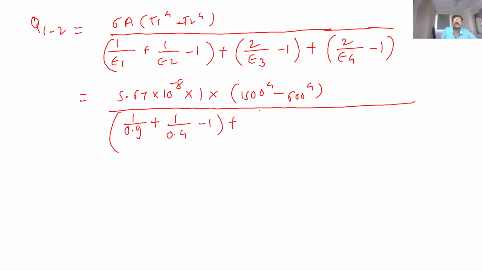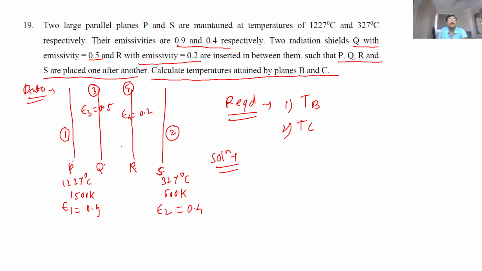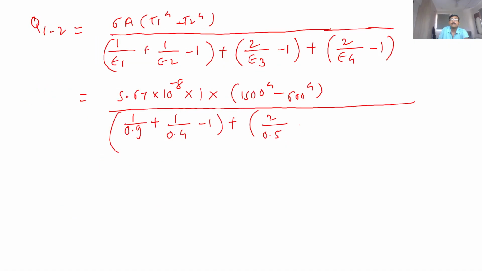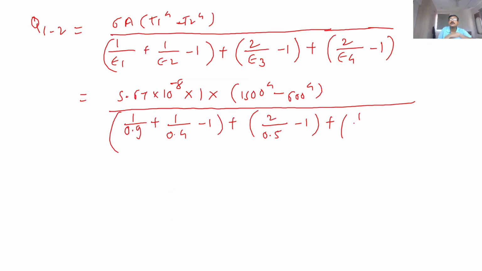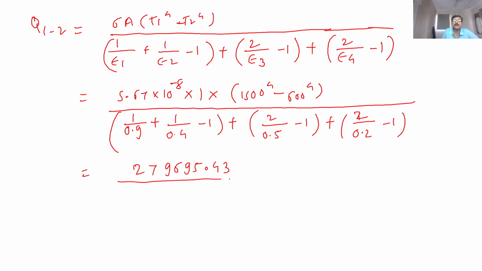minus 1 plus 2 by पहली शील्ड जो डाली है that is Q. ये Q जो है पहली शील्ड नंबर 3, 0.5 minus 1 and last शील्ड का ब्रैकेट that is शील्ड नंबर 4, it is R. Epsilon 4 is 0.2, so 2 upon 0.2 minus 1. Okay, if I am solving it, I will solve numerator separately, so I will get 279695.43. Only numerator I have solved.